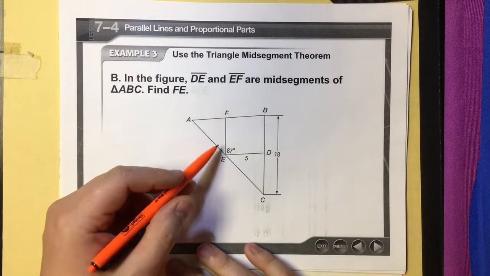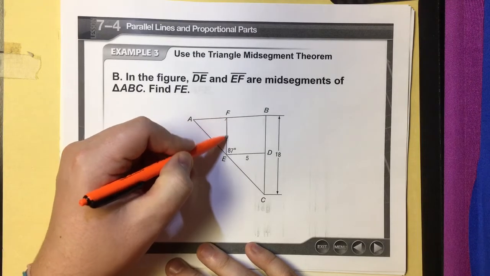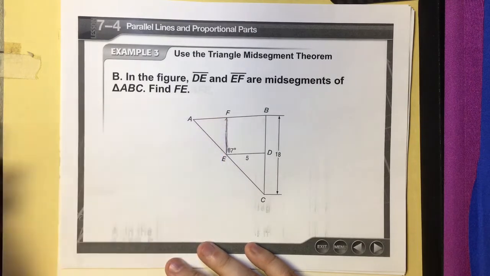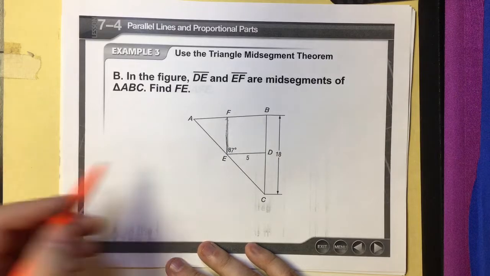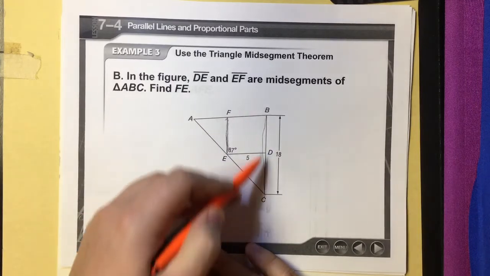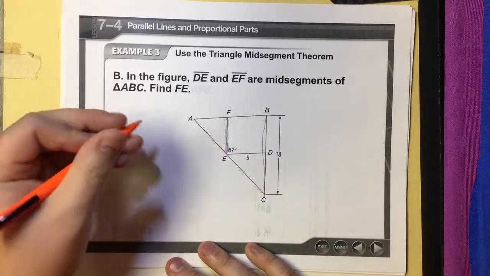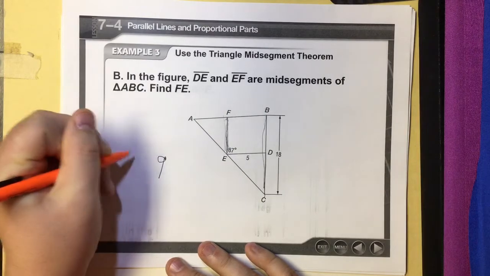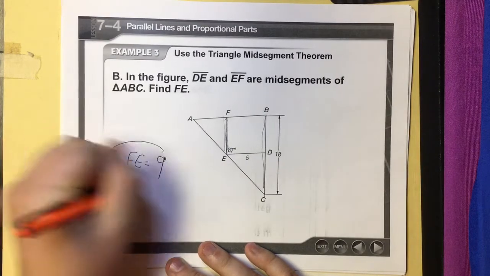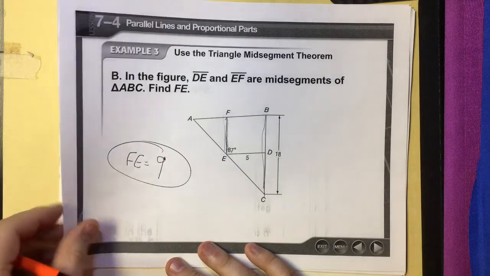Here we go. Now they're asking us for FE, the length of this mid-segment. So it's the same idea, just working backwards. We know that this side is 18. The mid-segment has to be half of that. Half of 18 is 9. So FE is 9.